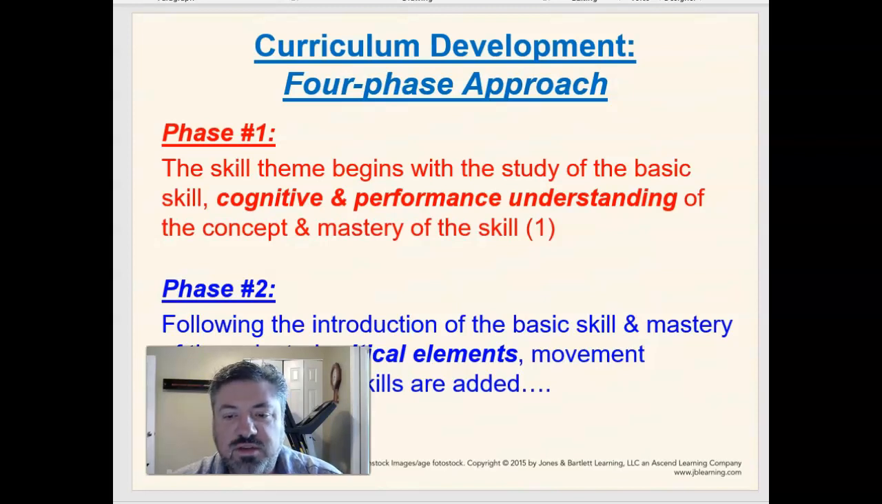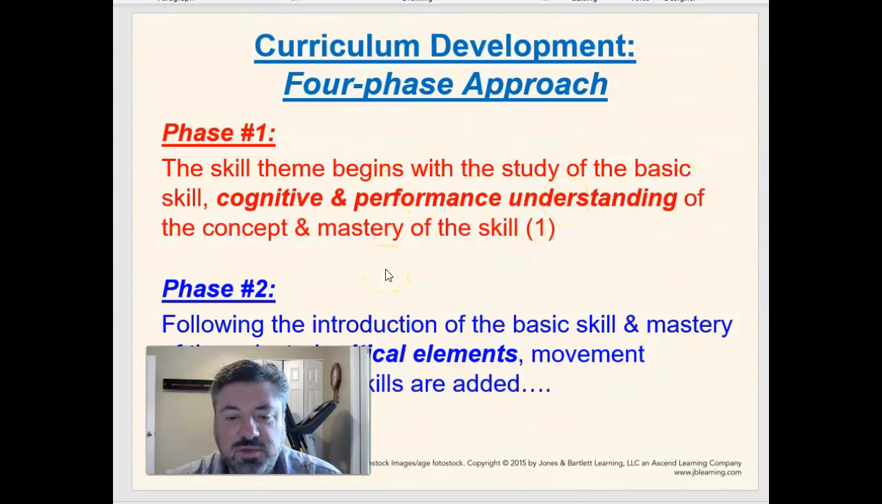Phase 1, the skill theme begins with the study of the basic skill. Do we understand the cognitive and the psychomotor domains of learning? Can we teach the performance understanding to our students of the concept of mastering a skill? And this skill, remember, is appropriate for the age level and the specific students in your class. So you're going to have to massage that for your variety of learning styles and where your students are on the continuum of learning the skill. So it begins with the study of the basic skill, and then how you're going to consider it both cognitively and psychomotor to teach it to your students.